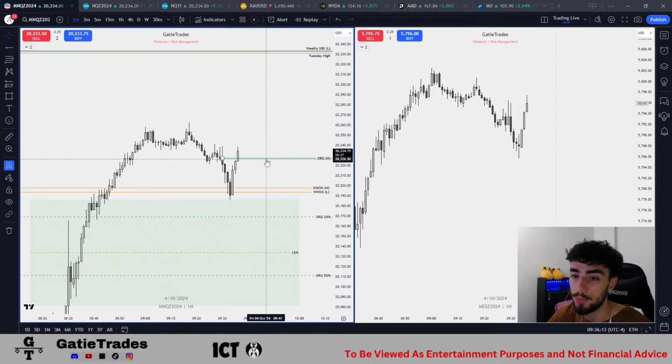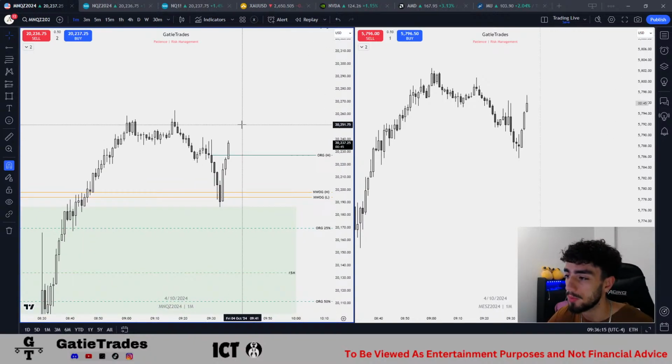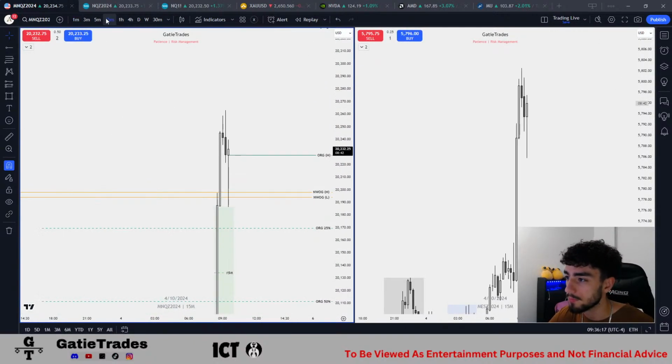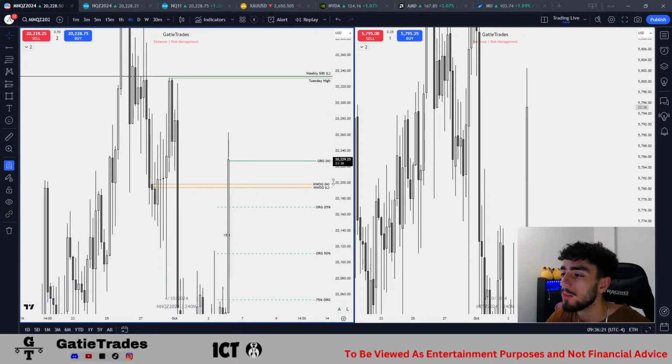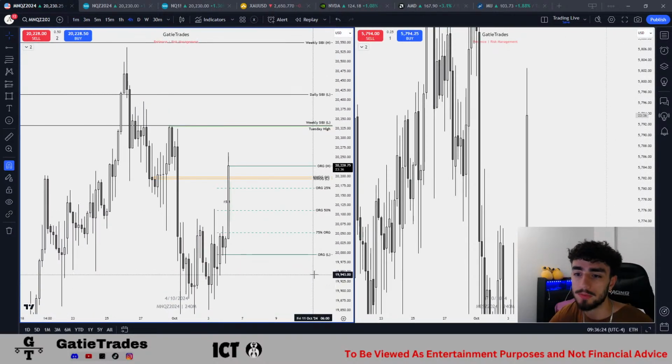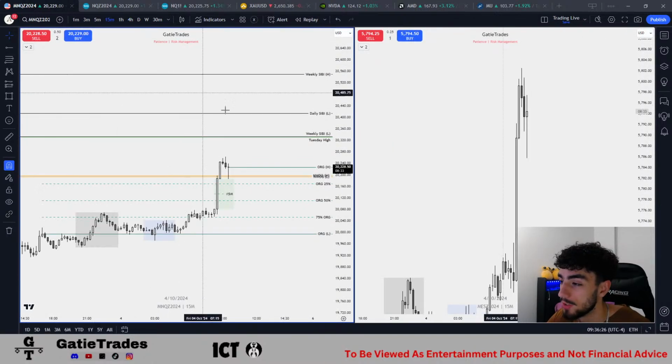If this was 10 a.m., I would take this as a silver bullet entry, but it's too early for me to take it right now. If it just wants to go, that's it. It goes. Maybe we can take the TGIF. That is a very strong reaction. Yeah, it's very bullish.